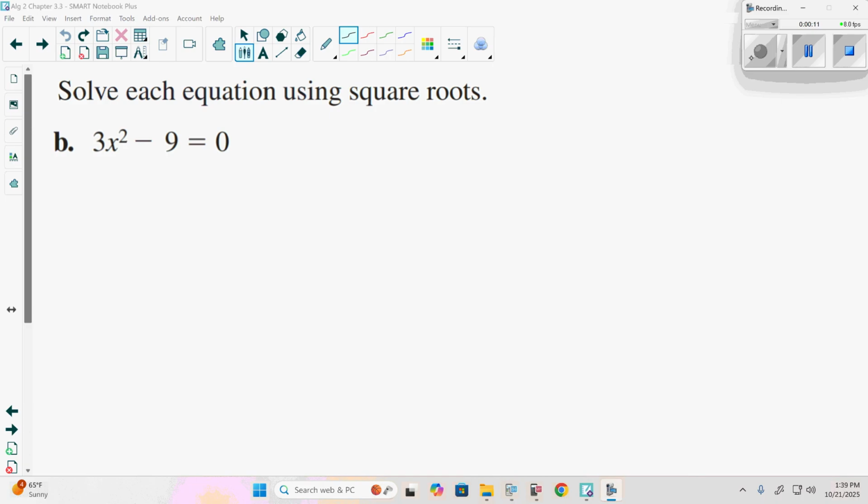So what we went over yesterday, we started out by solving these quadratic equations by graphing. We were able to use the graphing calculator to plug them in and graph and find the solutions.